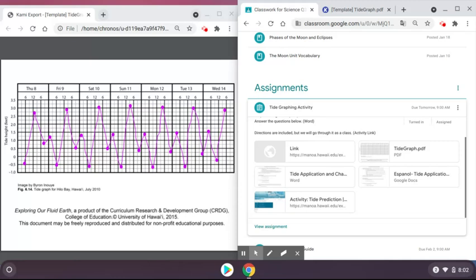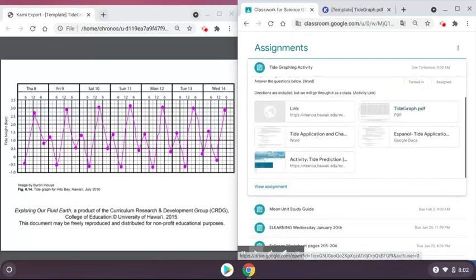So, our tide graphing activity. This is the link to the data if you need that. This is our blank graph. If you worked on it on Cami, that should have your annotations still on as well. And then tide application challenge and challenge activity. These are the questions that we're going to answer. If you would prefer the questions in Spanish, aquí tenemos las preguntas en español.